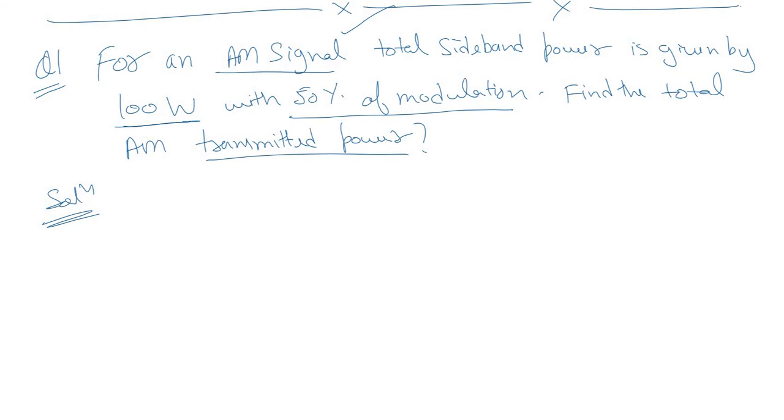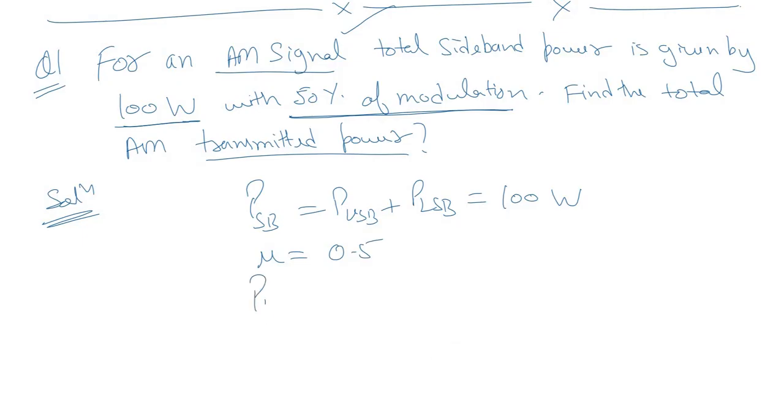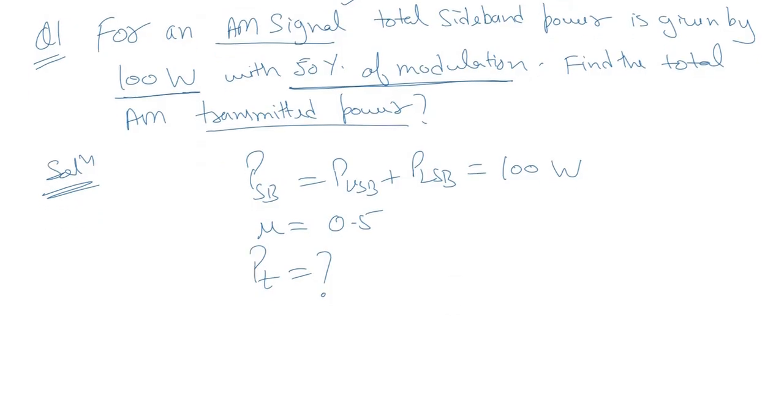So one thing is clear from here, that it is a DSB-C type of signal. The total sideband power, that is upper sideband plus lower sideband, is given as 100 watt. And 50% of modulation means the modulation index is 0.5. We need to find out the total transmitted power, PT. This is the simple problem that we have here. So PT, we know, is PC into 1 plus mu square by 2. We know mu, and we need to find out PC, and we are given the total sideband power.